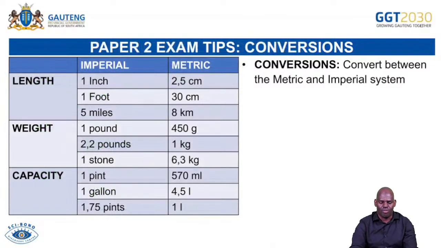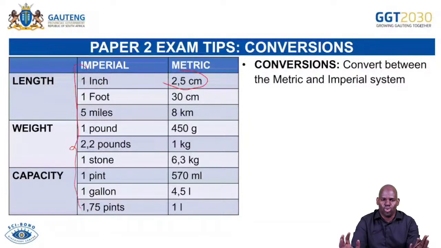Now of course the conversion table: 1 inch is equal to 2.5 centimeters. The table might be slightly different in the examination, but this is just to give an idea that 1 foot is about 30 centimeters, 5 miles is about 8 kilometers, and 1 pound is equal to 450 grams. Fortunately, with this imperial, you don't need to memorize them. You only need to know how to use them.